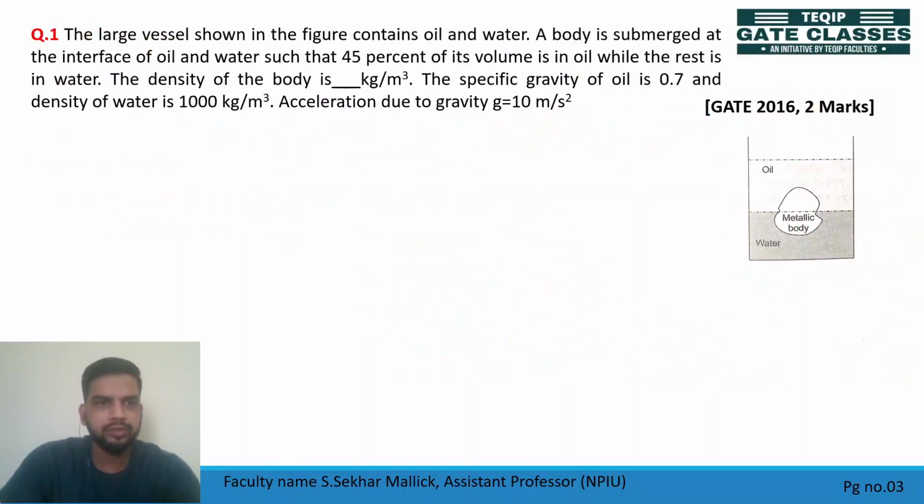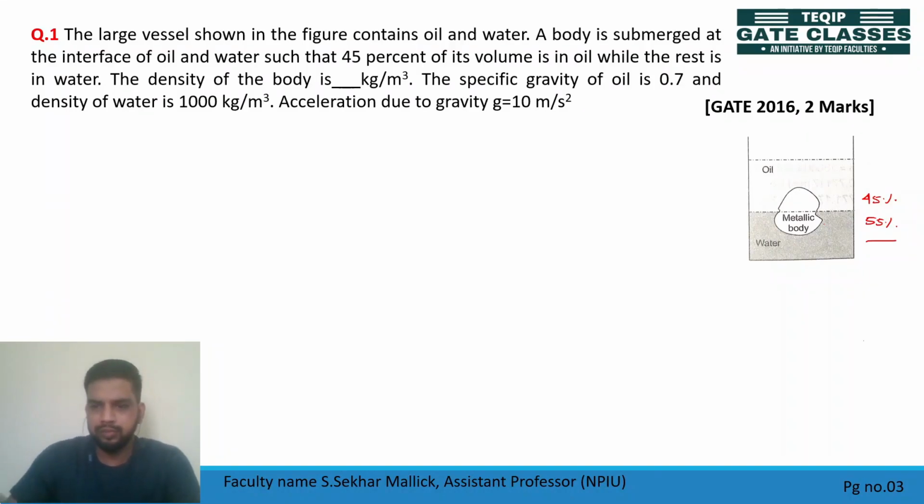Okay, so now check this question. Question number 1. The specific gravity of oil is given, density of water is given, and you can take acceleration due to gravity g equal to 10 meter per second square. Fine. So how to proceed with this? This metallic body, 45% is in oil and the rest is in water, means 55% is in water. So 45% is in oil and 55% is in water.